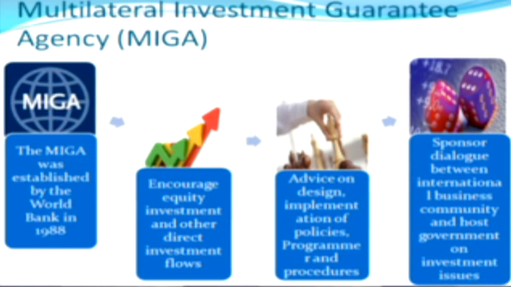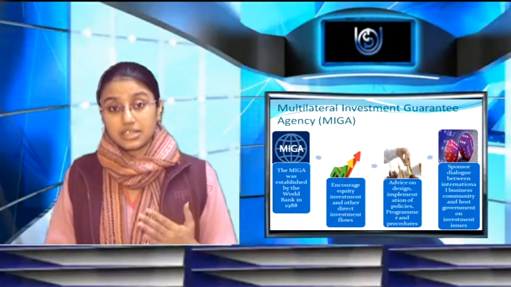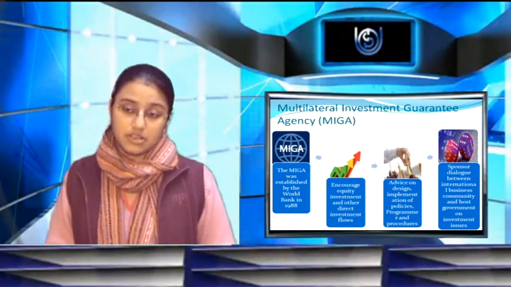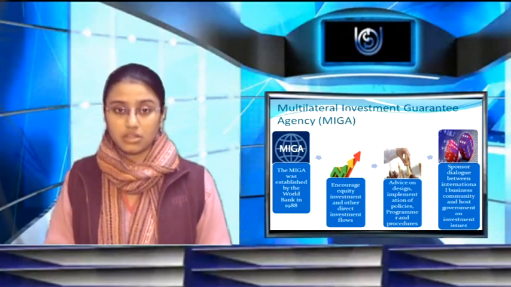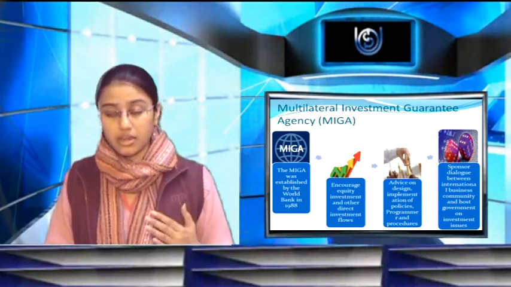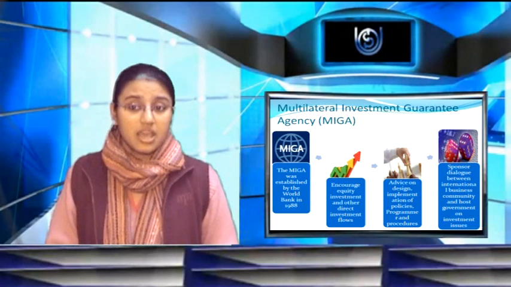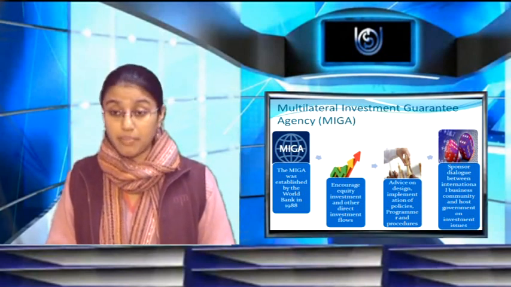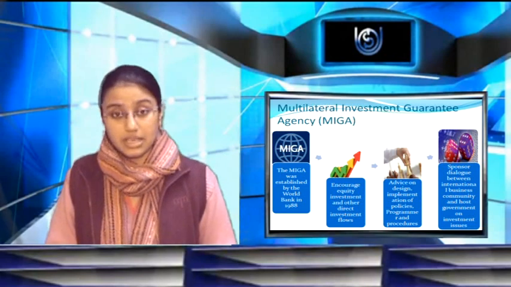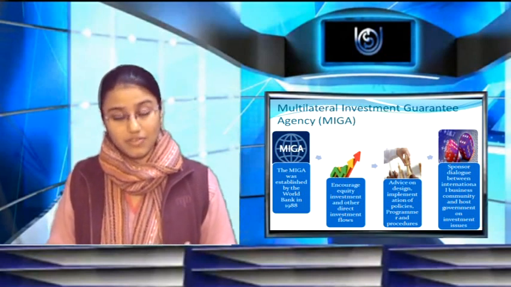Now the Multilateral Investment Guarantee Agency. This is again an extension, and it was established by the World Bank in 1988. They are concerned with equity investment and direct investment flows, which means they are mainly focusing on FPIs, that is, how we will have investment in equities and what those flows are. They advise on designing and implementing policies. They work on what the policies for equity investment will be, and what the programs and procedures will be for investing there, for returns, and for investment flows.